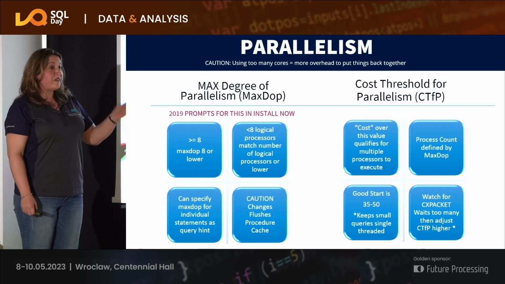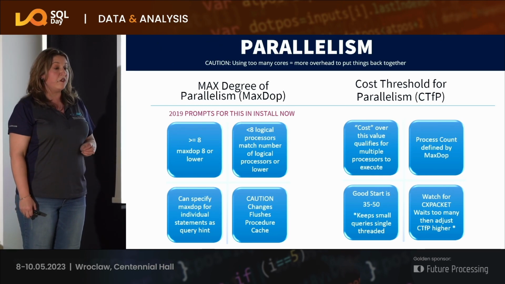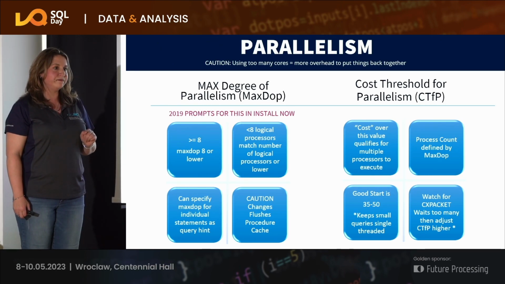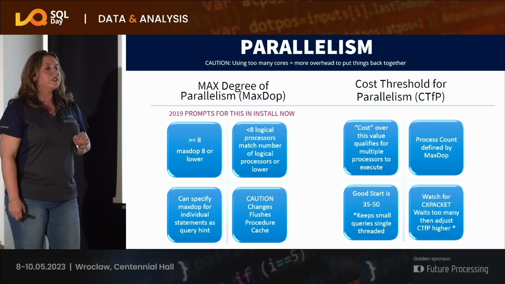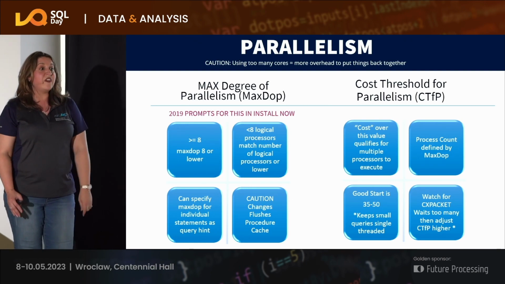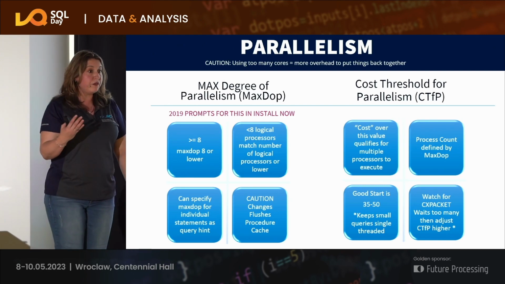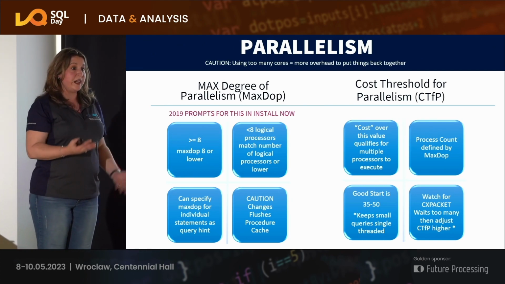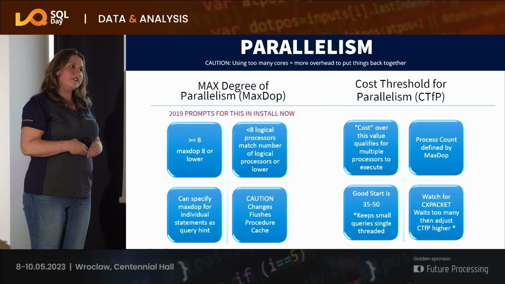So the question is, if I have 24 cores, would max DOP be 12? Max DOP is going to be 8. Still 8. Because 8 is the magic number. If 8 does not work, you can go up to 12. You could go up farther depending on your workload, but 8 is normally the magic number.